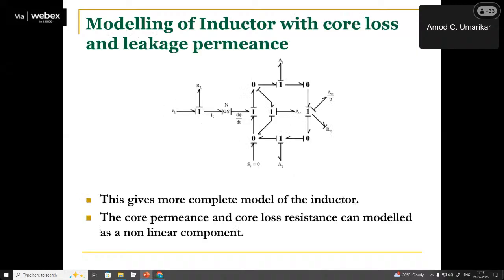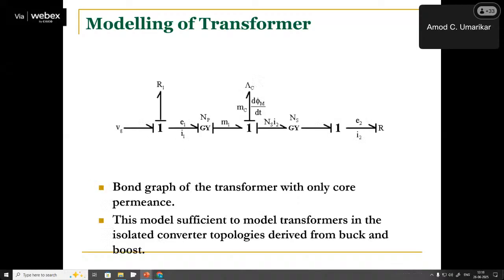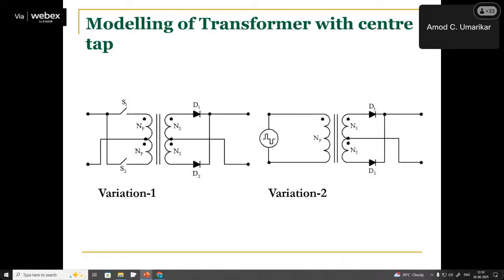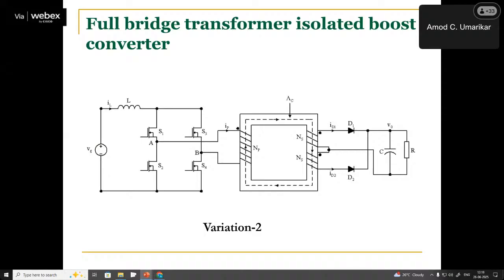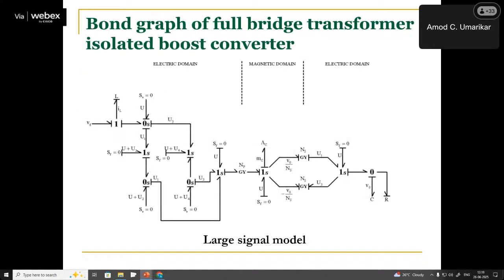Similarly, you can model the leakage and core loss effects as well. The core loss you can model as a resistor. You can see here RC, and the leakage you can model as sigma G here, lambda G here. With this leakage effect, you can also model the transformer with the gyrator permeance approach. Similarly, you can model the forward converter with this, even the center tap converters with this approach. So modeling of transformers and switch power junctions are extensively used.